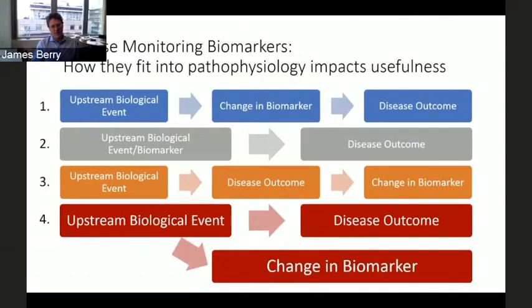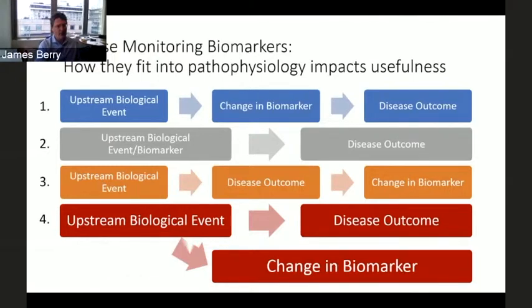And then the last one, which is even a little more complicated, is that there could be an upstream biological event leading through some pathway to the disease outcome and, through a separate pathway in parallel, to a change in your biomarker. Again, that's okay under certain circumstances, but if you're looking to change your biomarker, you could change your biomarker and not the disease outcome if you're working on the alternate biological pathway.